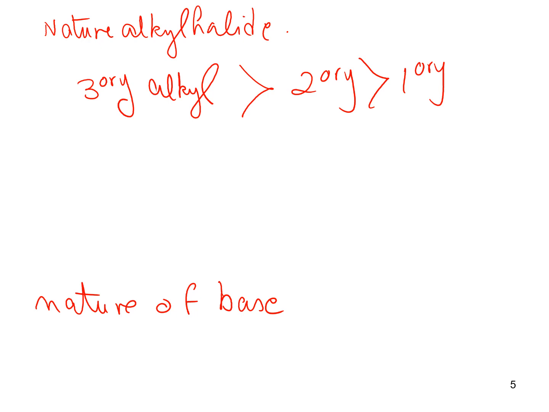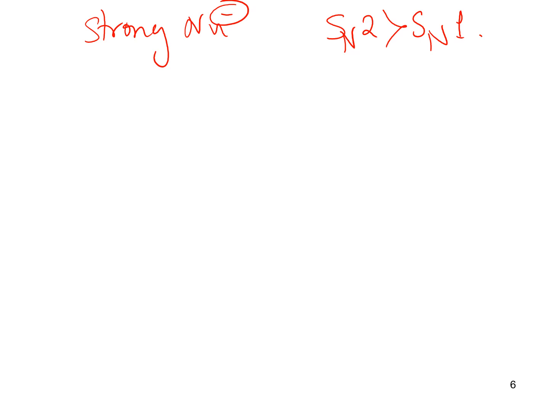As for the nature of the base, the stronger the base, the easier the elimination reaction. Okay, so how do we choose? Let's think of it. In the substitution reaction, we said that a strong nucleophile will prefer SN2 over SN1. Okay, and we have the cyanide followed by the iodide, followed by the alkoxides and the hydroxides.